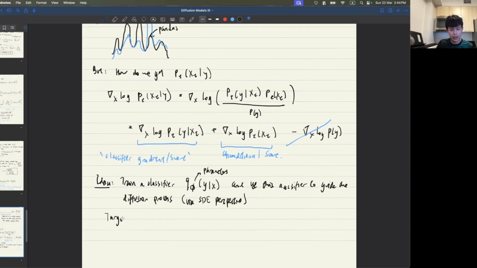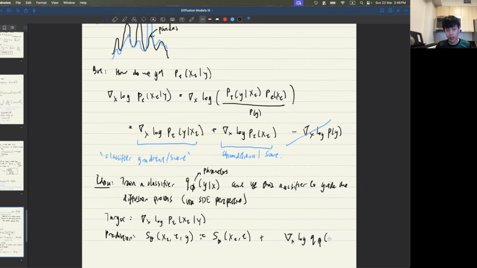So our target, right, is now this conditional score. So it is the derivative of the log of p(x_t | y). Our prediction is going to be based on x_t, t, and y. And based on what we have obtained above, it is equal to the conditional score, basically the neural network that we have before, which is s_theta(x_t, t), the unconditional score, plus the classifier gradient, which is the derivative of log q_phi(y | x). And in practice, we will insert a tunable parameter gamma over here.